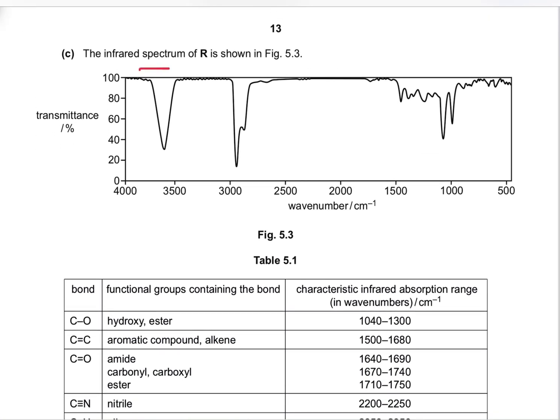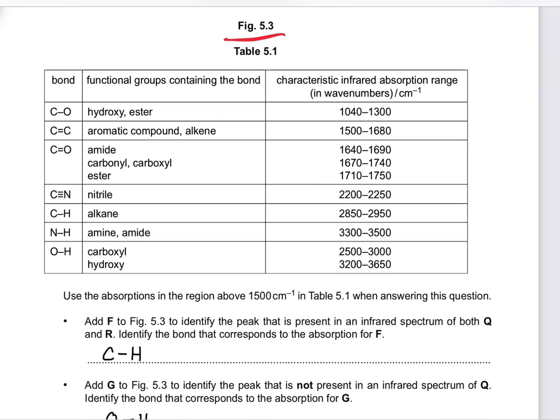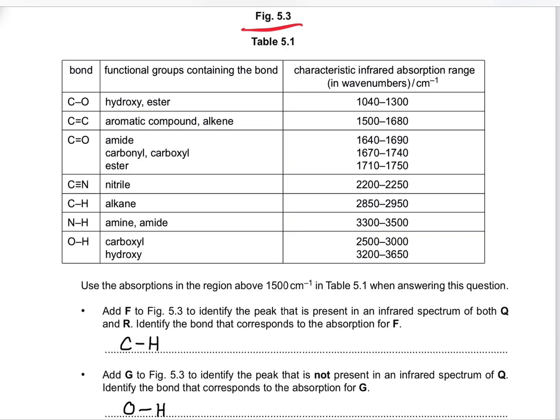Part C. The infrared spectrum of R is shown in figure 5.3. So here is our figure 5.3, and table 5.1 is giving all the infrared absorption range for different functional groups containing the bond. Use the absorptions in the region above 1500 per centimeter in table 5.1 when answering the question. Add F to figure 5.3 to identify the peak that is present in an infrared spectrum of both Q and R. Identify the bond that corresponds to the absorption for F.